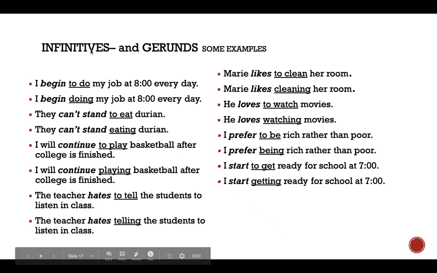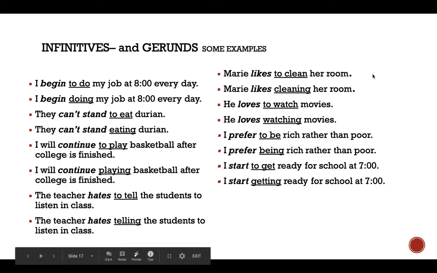Okay, these are with infinitives and gerunds. Here are some examples, right? I begin to do my job at 8 o'clock every day. I begin doing my job. Okay, both of these are okay. They can't stand to eat durian. They can't stand eating durian. I will continue to play basketball. I will continue playing basketball. The teacher hates to tell the students to listen in class. The teacher hates telling the students to listen in class. Both of these are okay.